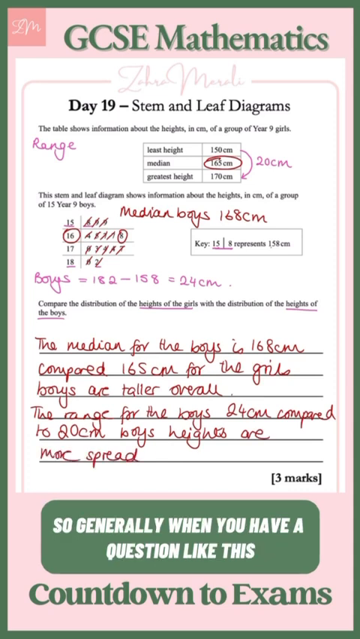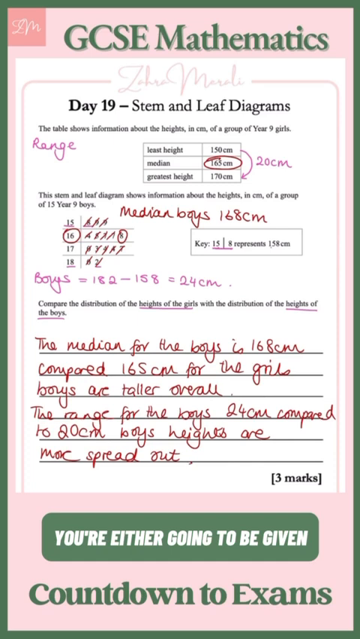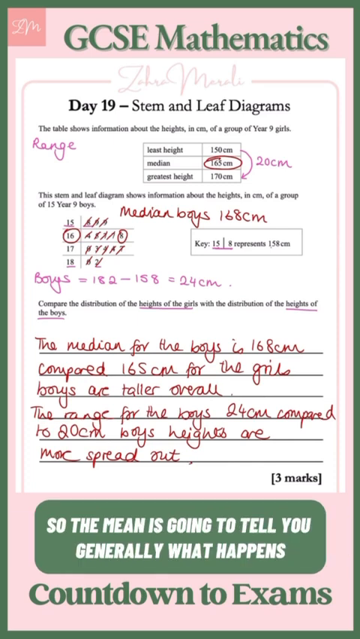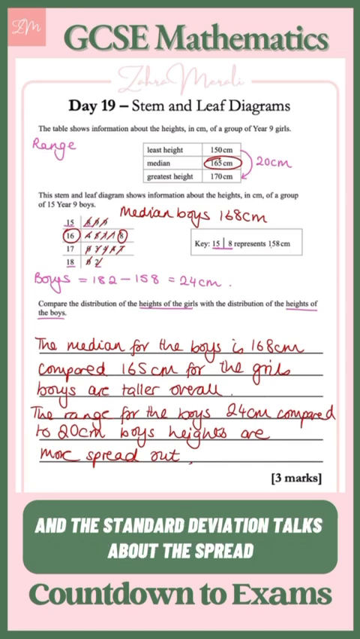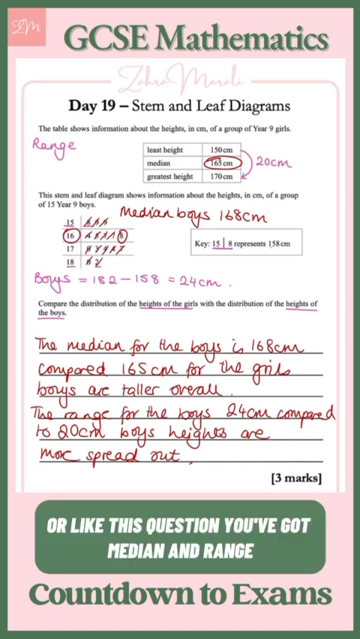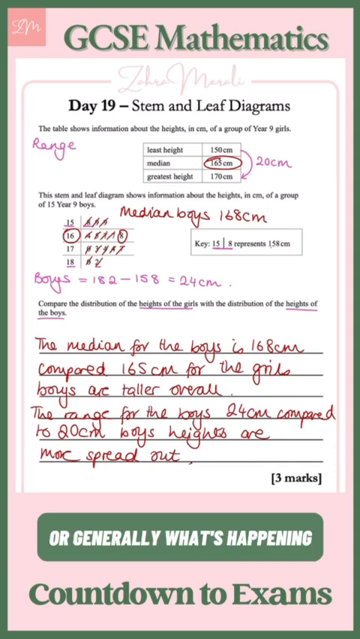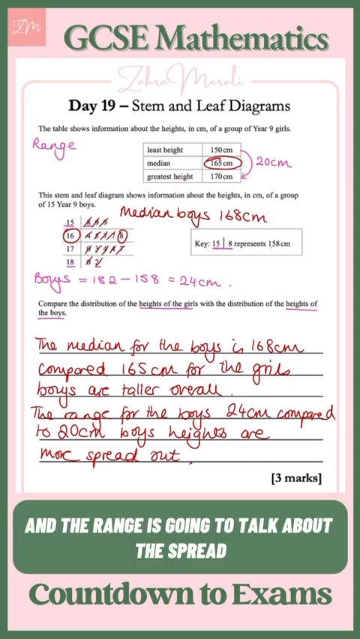So generally, when you have a question like this, you're either going to be given the mean and the standard deviation. So the mean is going to tell you generally what happens and the standard deviation talks about the spread. Or like this question, you've got median and range. So the median tells you the average or generally what's happening, and the range is going to talk about the spread.